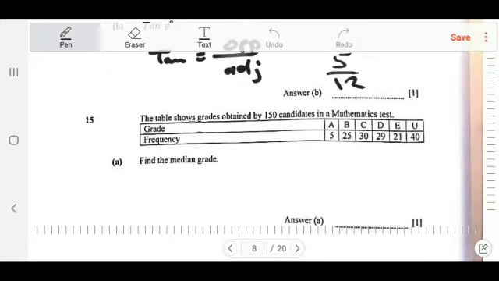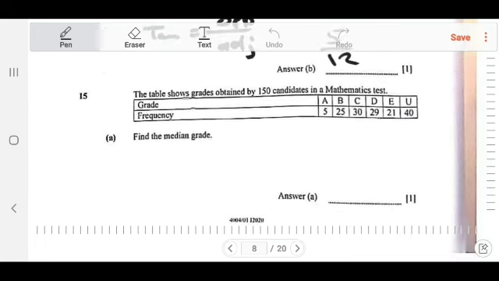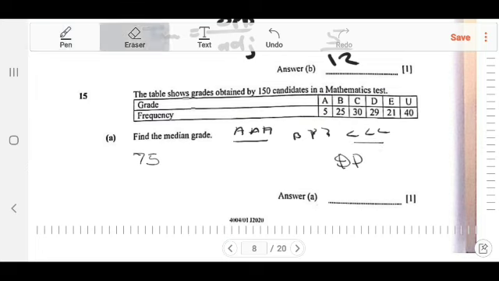Number 15, the question says the table shows grades obtained by 150 candidates in a maths test. So find the median. The median, you are supposed to find the center. So imagine arranging these things like A, then you get five A's, then B, then you get 25 B's, then C, and then you get 30 C's. So we want to find where the center is. So the center of 150 is what? Is 75. So is 75 found in this list of B's, or list of D's, or list of what? So that's what we're trying to find.